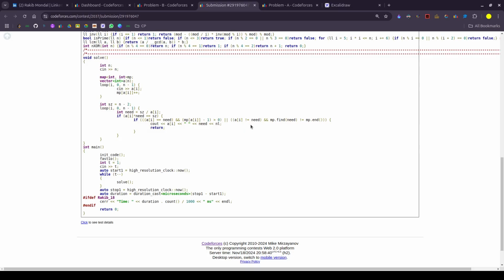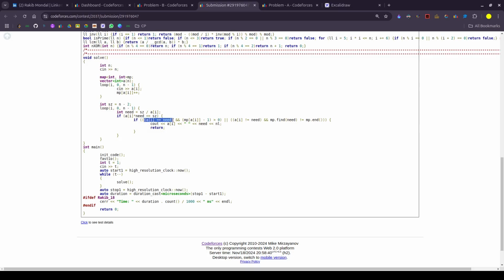Else, if both divisors are not equal, then we can just check that both divisors are present or not, like whether need is present or not. Like a of I is present, we are iterating with a of I, and we're taking need as evaluated from sz by a of I. Okay, just finding whether need is present in the array or not. If it is present, just printing a of I and need and returning from there.